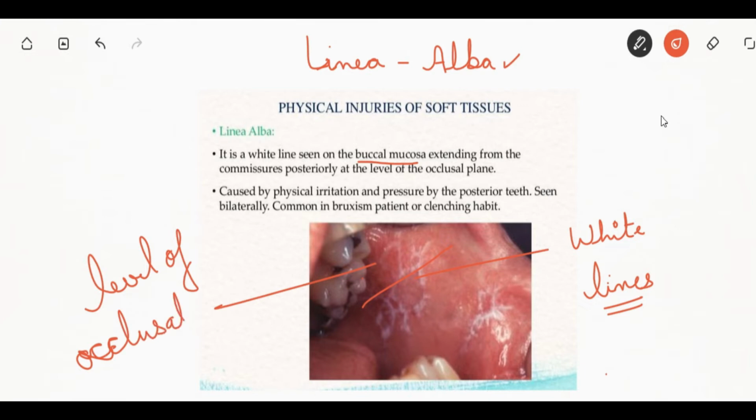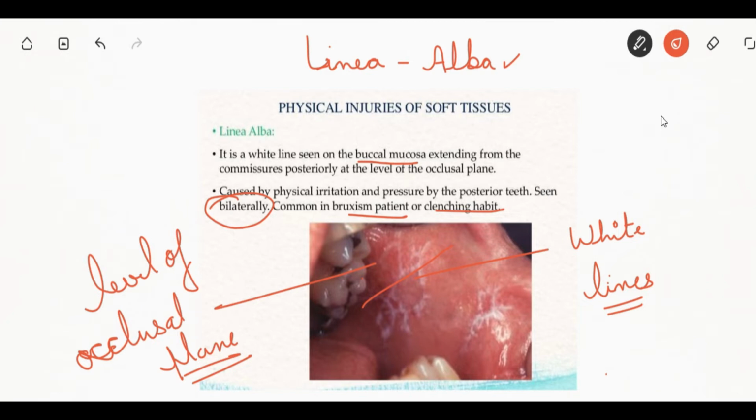So why is it caused? It is caused by physical irritation and the pressure that is exerted by the posterior teeth. So it is usually bilateral and pronounced in persons who have a clenching habit or history of bruxism. Histologically, what you will see is hyperkeratosis and intracellular oedema of the epithelium that is easily noticeable.